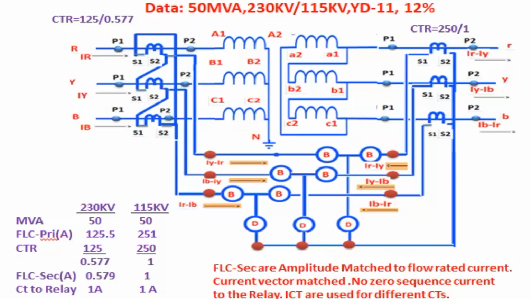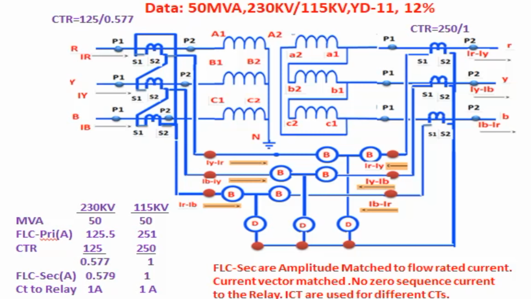Now we are going to analyze transformer protection with the given data of the transformer. Transformer data are 50 MVA, 230 kV by 115 kV. That is, star side phase to phase voltage is 230 kV. Delta side is 115 kV phase to phase voltage. Configuration YD11. Percentage impedance is equal to 12%.